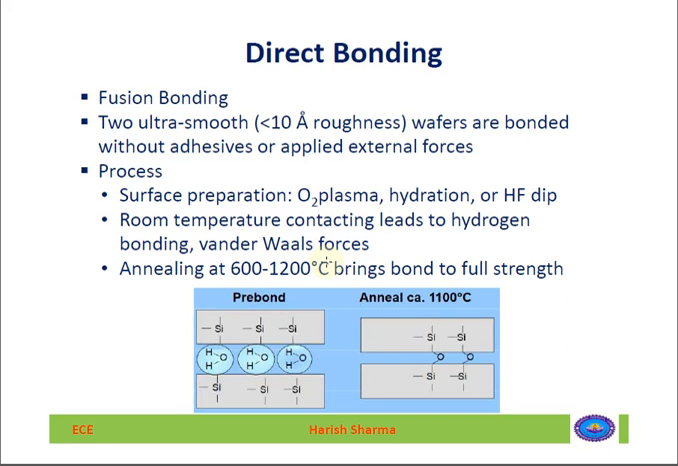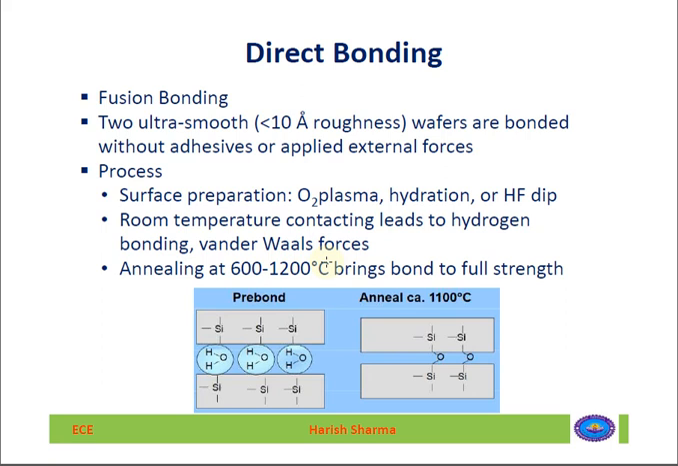It's also known as fusion bonding. For this bonding, two ultra smooth wafers that have less than 10 angstrom roughness are bonded without any adhesive or any applied external forces. Then how is this bonding done? First of all, surface preparation is done. It is cleaned and made ultra smooth and ultra clean with O2 plasma, hydration, or HF dipping.